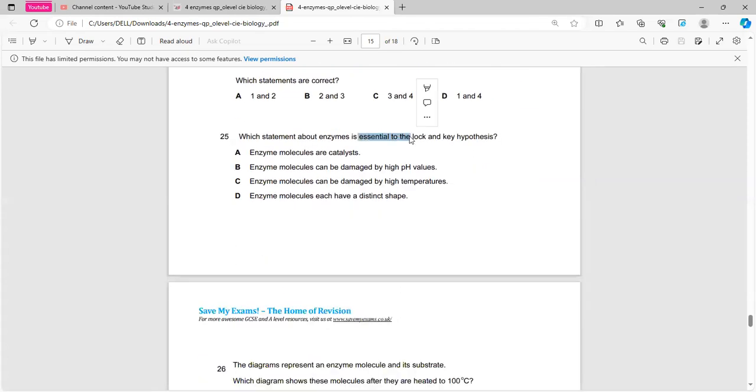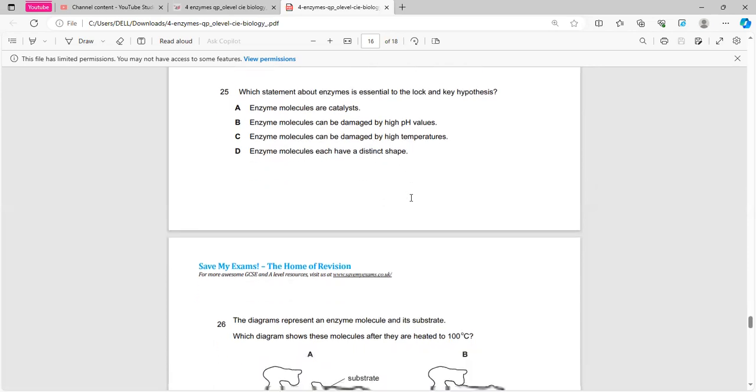Which statement about an enzyme is essential to the lock and key? They are asking about the option which looks at the shape of the enzyme. Enzymes are denatured by high temperatures. Each enzyme molecule, they also have to talk about the substrates. Although all four of these statements are correct, you need to know that for the lock and key, the key will only be able to fit in if it has the corresponding exact shape as the enzyme. So option D is correct.